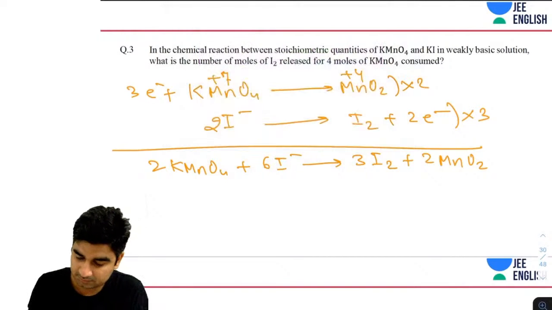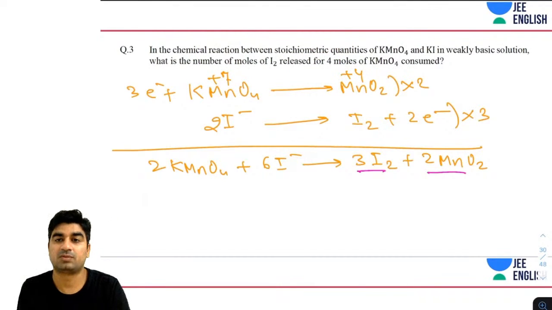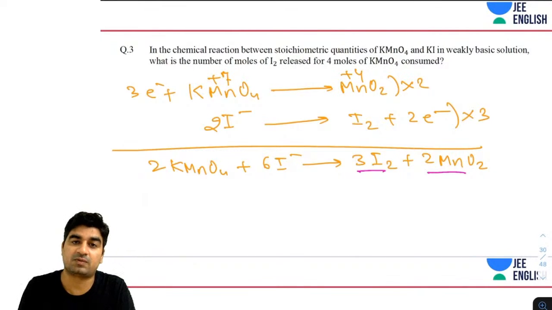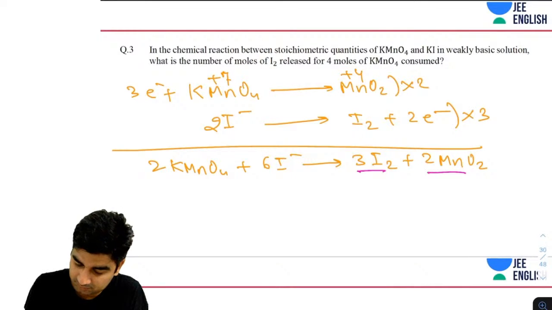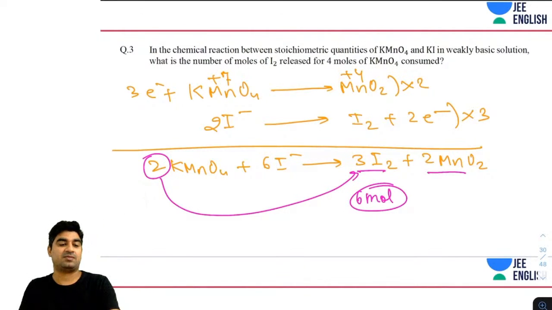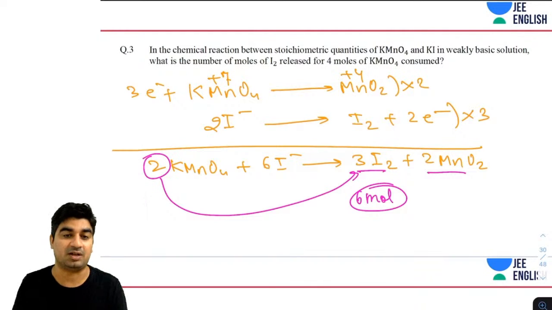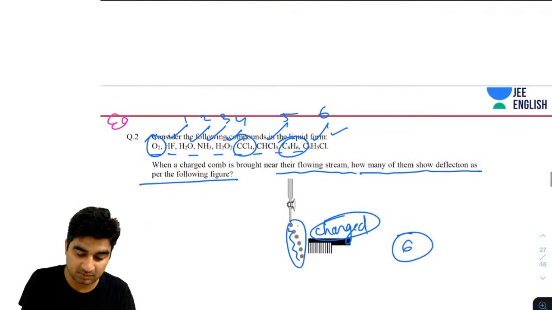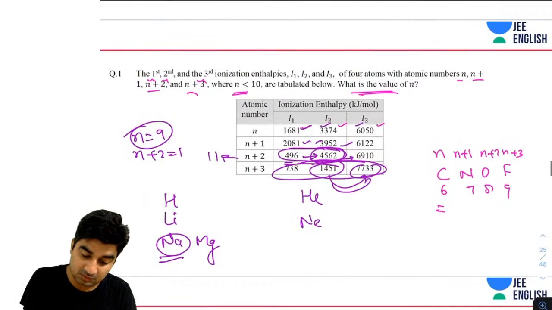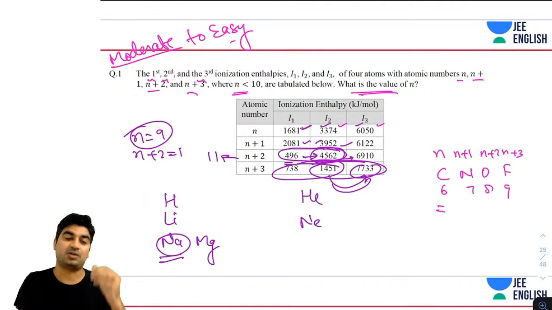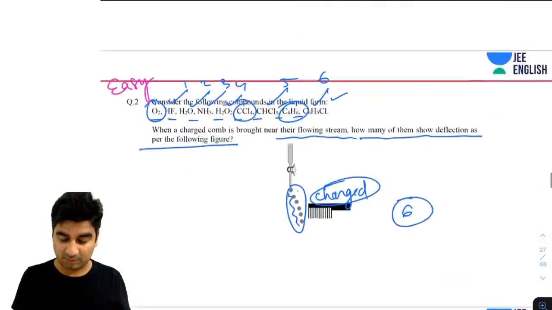Got it? Yes or no? What is the number of moles of I2 released for 4 moles of KMnO4? 2 moles will give you 3, so 4 moles will give you 6 moles. Done. So guys, if you have just balanced the chemical reaction, you can get your answer. This was easy. This was moderate to easy, but not moderate to tough. So guys, I have just solved 3 problems and you can see them.